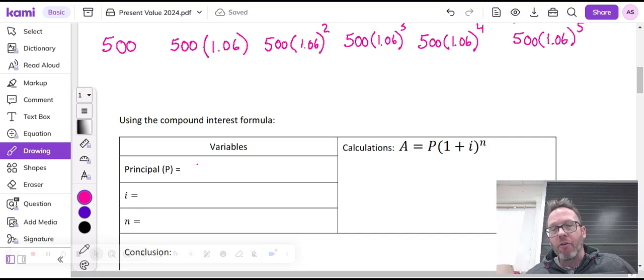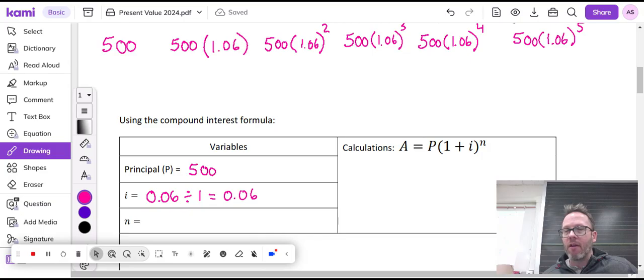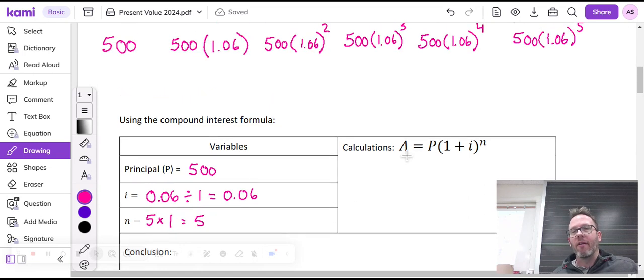The principal is $500. The interest rate is 0.06. Now, if you're a creature of habit, this is an annually problem. Some people like to just write the divided by 1. You don't really need to. That still gives you 0.06, but I'm not your dad. You do what you want. And then it's 5 years. Again, some people just like multiplying by how often you calculate interest. 5 times 1 is 5. Obviously, interest is calculated 5 times, just like our timeline.